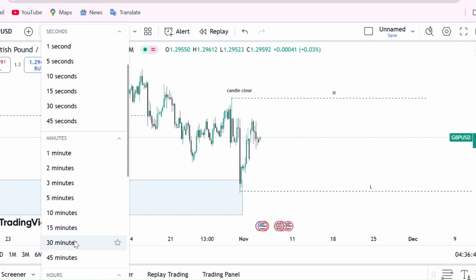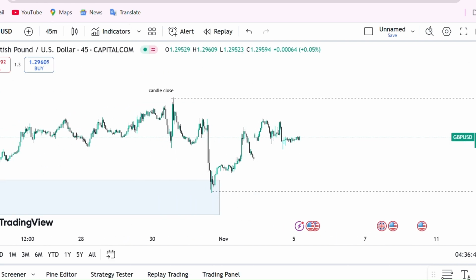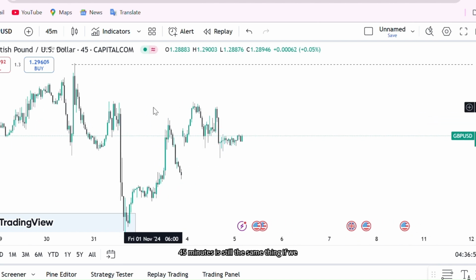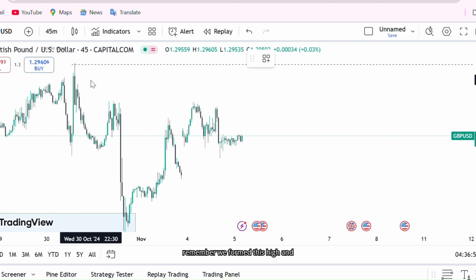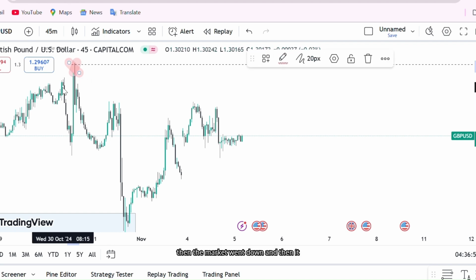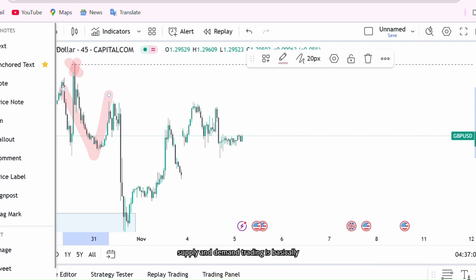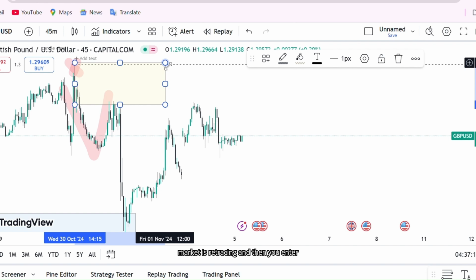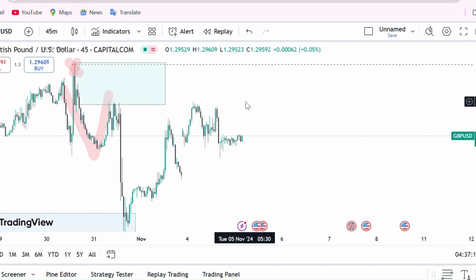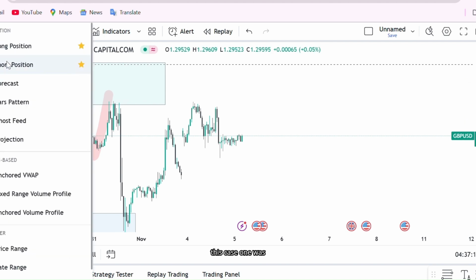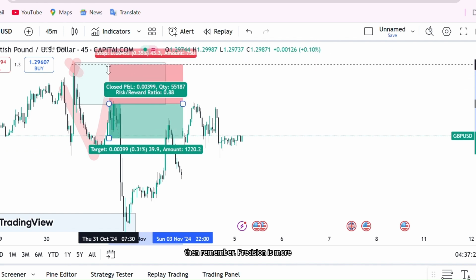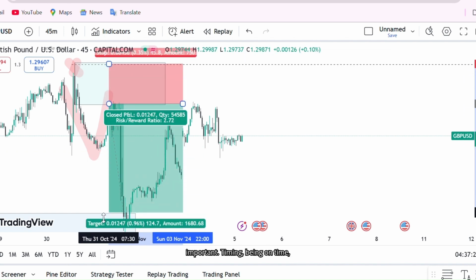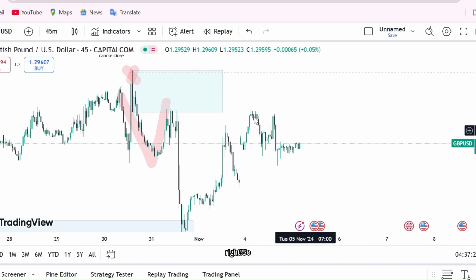We can go to 45 minutes. 45 minutes is still the same thing if we can analyze this trade, right? So okay, remember, we formed this high and then the market went down and then it came back, it retraces. So supply and demand trading is basically looking for a supply zone when the market is retracing, and then you enter around that supply zone, right? So in this case, one was going to take a short around this area, but then remember, precision is more important, timing, being on time, right?